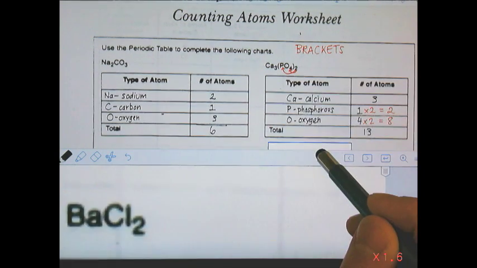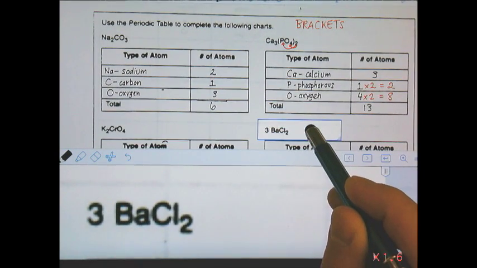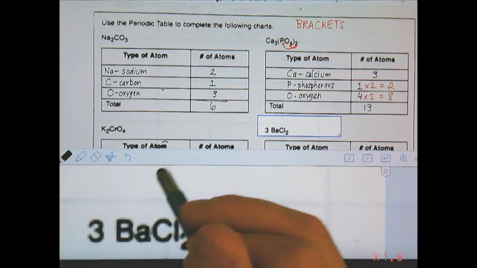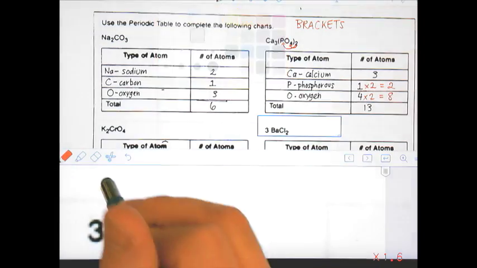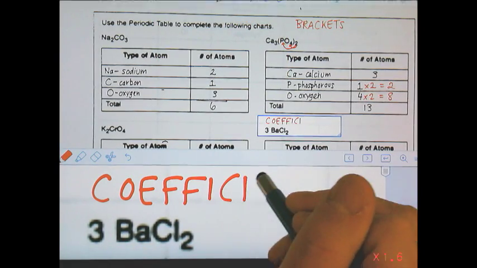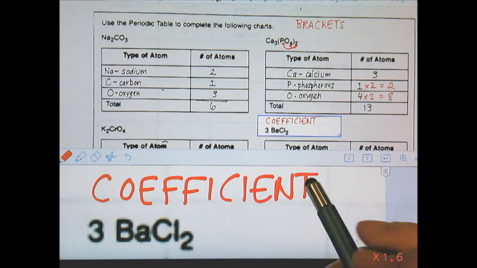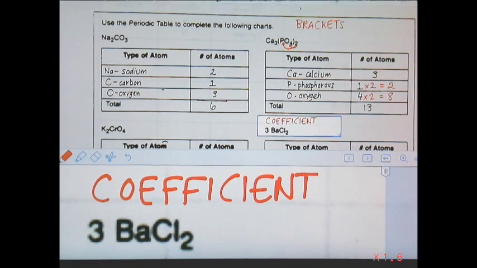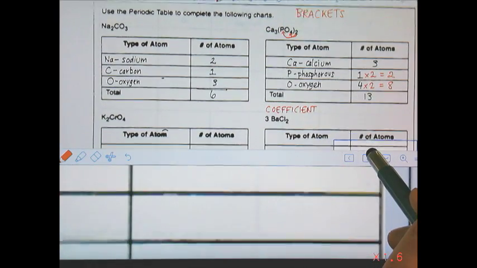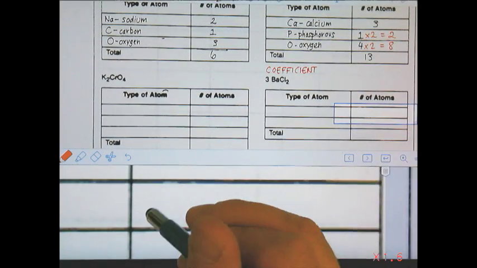In the third example that we'll look at, 3 barium chloride, we see a number 3 in front of the entire chemical formula. This number 3 is called a coefficient. Whenever you see a coefficient, you know that there are actually that many molecules. So in this case, there are 3 barium chloride molecules. So you can go ahead and multiply your answers to the number of elements by 3.